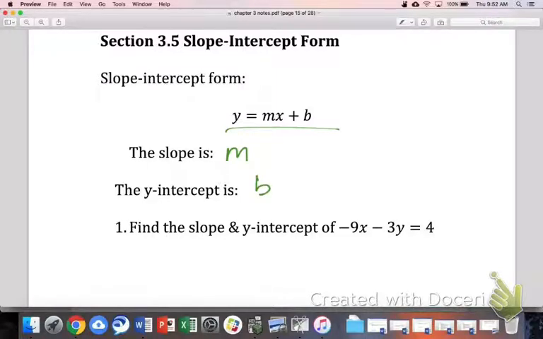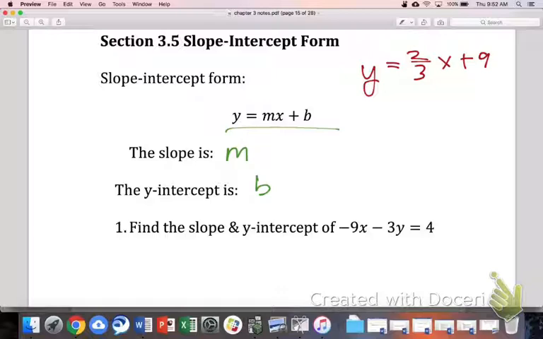So let's test this out a little bit. I'm just going to give you some random examples that are already in slope-intercept form. So let's try this one right here. What if I gave you y equals 2/3 x plus 9? Can you guys tell me what the y-intercept would be for that one? 9. What's the slope? 2/3. 2/3. Does that make sense?